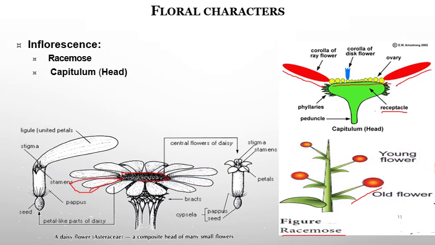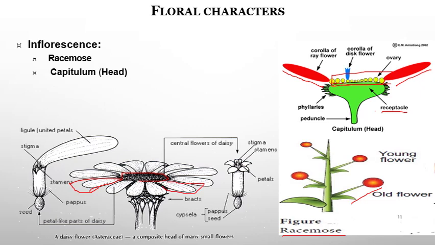So the flowers are small and sessile. The young florets are present at the center of the receptacle, and these are the young flowers, and the older flowers are present towards the periphery. These are the peripheral flowers.